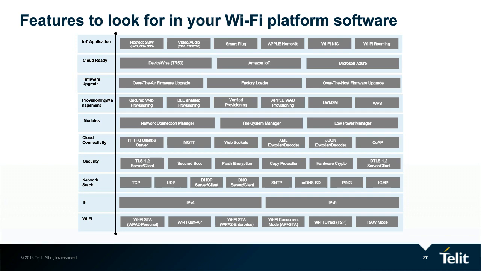mode. It supports enterprise security, personal security, and Wi-Fi concurrent mode, which means that the device can operate in access point mode and station mode at the same time simultaneously. It supports Wi-Fi Direct, roam mode, and various other schemes. And now going to the IP layer, it does support IPv4 and v6. And moving up, it pretty much supports everything on the TCP/IP network stack, DHCP server and client, and things like that.